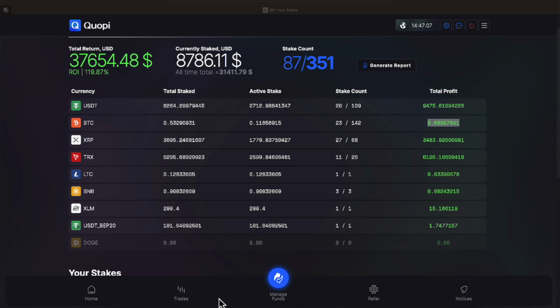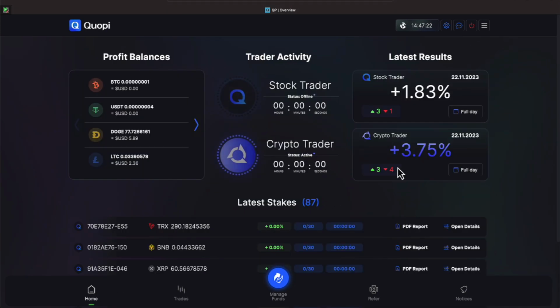This is my typical daily withdrawal on Quopi. I will be back this afternoon to update everyone on the crypto trader, which trades 7 days a week. The stock trader is closed today because it trades on the New York Stock Exchange, everyone. As a reminder, the previous day, the stock trader did a 1.83%. The crypto trader did a 3.75%. And in 1 hour and 12 minutes, we will get a new update on the crypto trader.